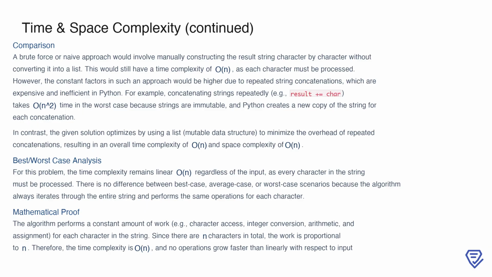In terms of best and worst case analysis, the time complexity remains O(n), regardless of the input because every character in the string must be processed. The algorithm performs the same operations on each character, ensuring consistent linear scaling. Mathematically, since the algorithm performs a constant amount of work per character and there are n characters in total, the total work is directly proportional to n, confirming that the time complexity is linear, O(n).